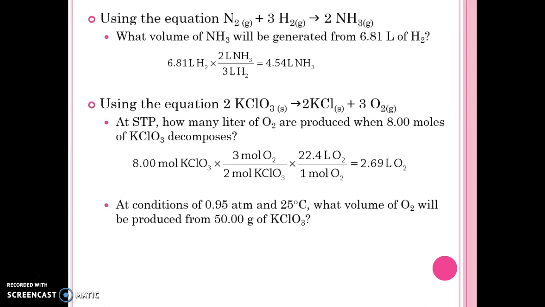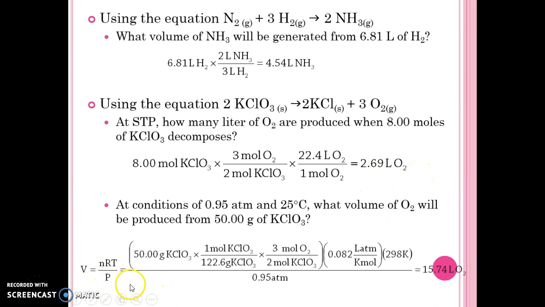The third idea asks you, under non-standard conditions, what are you going to have to do? Well, remember, at non-standard conditions, I can't use 22.4 liters per mole. I have to use PV equals nRT to solve for volume. To get my moles, I've got to convert that 50 grams of KClO3 into moles of O2. So molar mass of KClO3, mole ratio between oxygen and KClO3 to get to moles, and then I've got R and T and P.